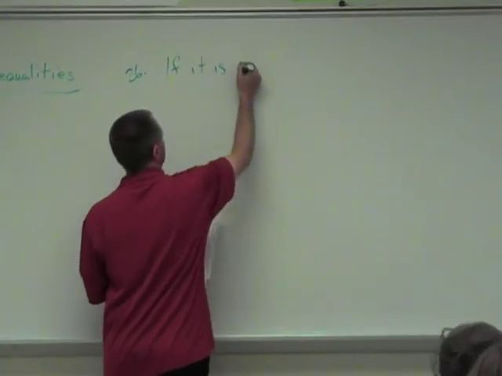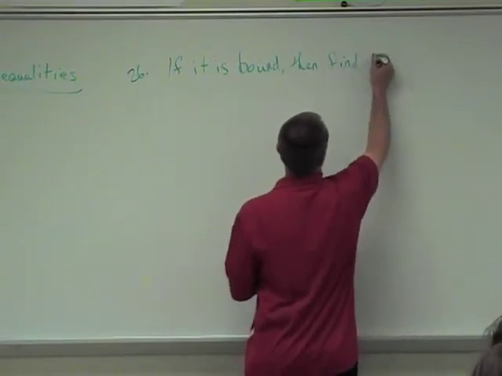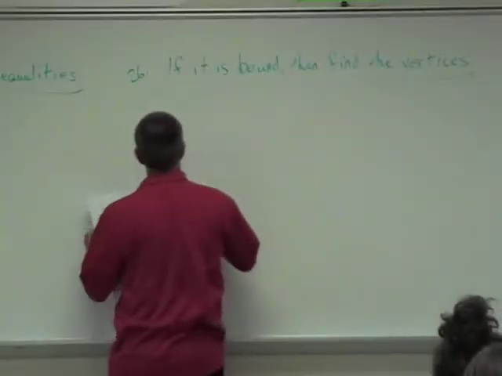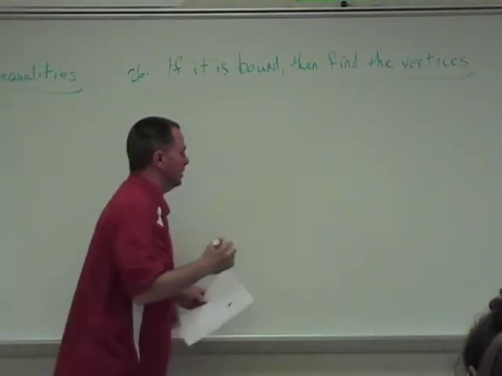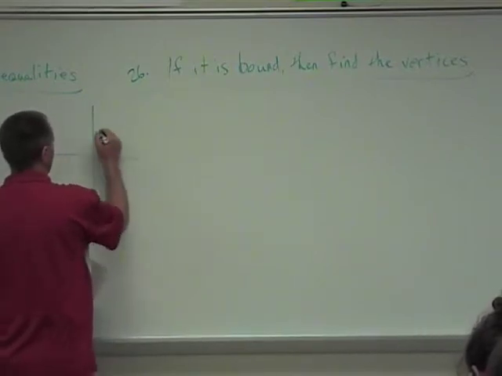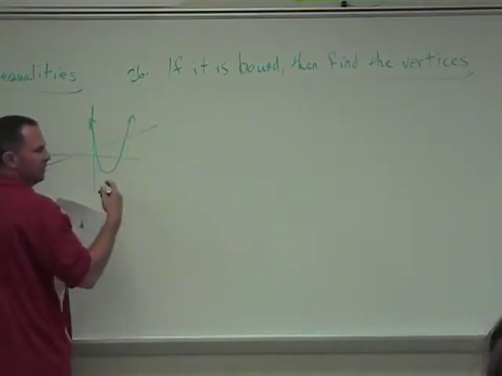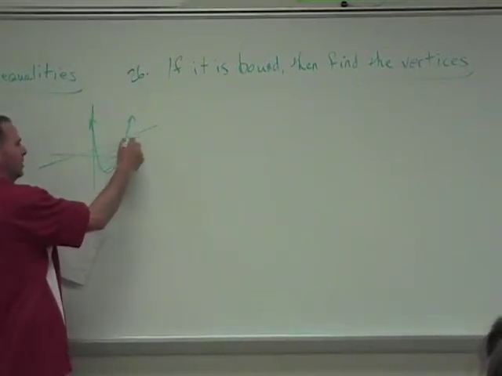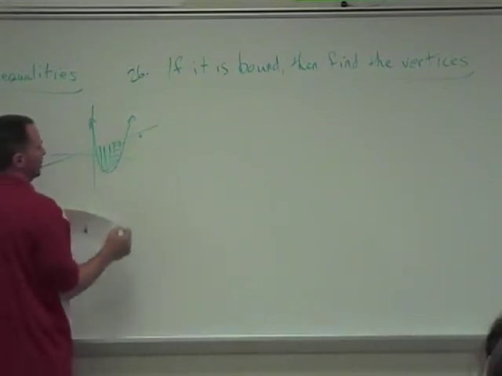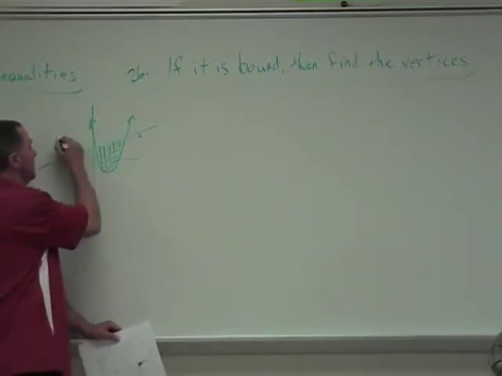If it is bound, then find the vertices, meaning find where they connect. Here's your system. Well, actually, let's talk about what bound means before we start. Here's an example of something that's bound. If you have a parabola and there's a line that goes through it, you're shading above the parabola, that means all of this and all the way up. And the line, you're shading down, that means all of this. There's the double shading. That's bound, meaning the shading doesn't keep going.